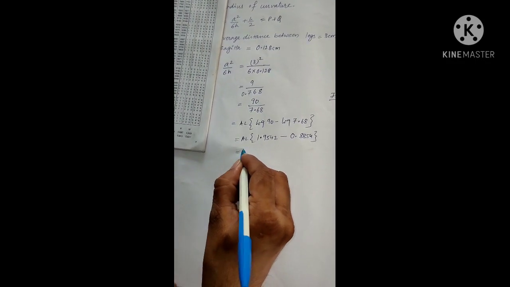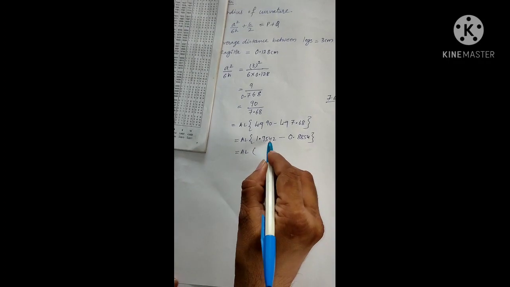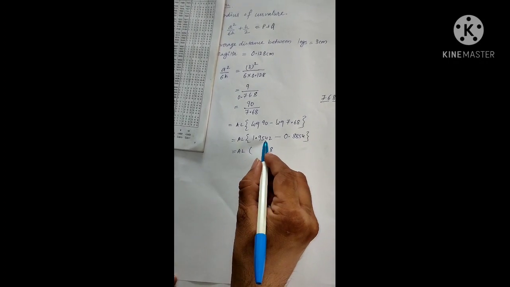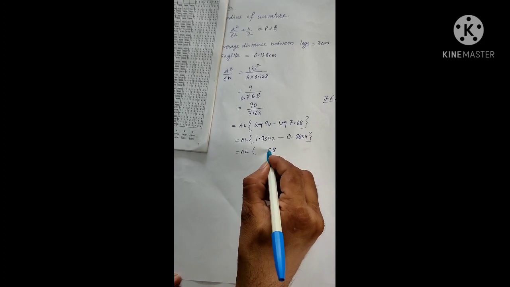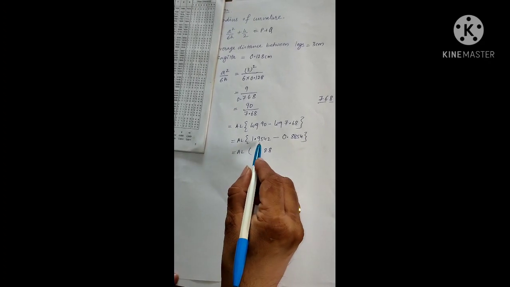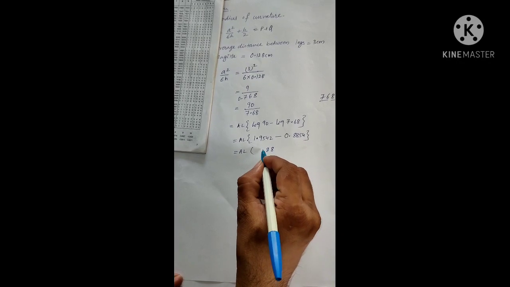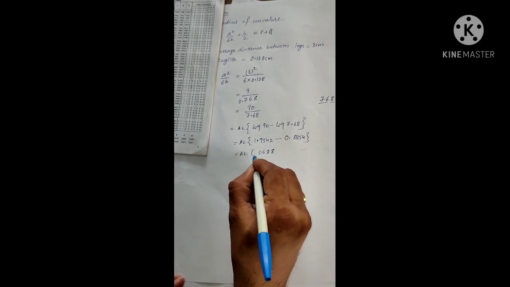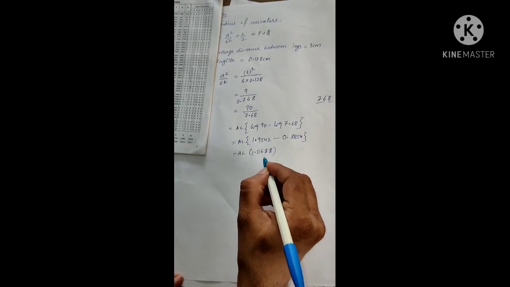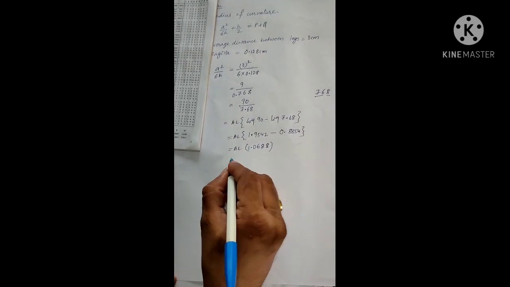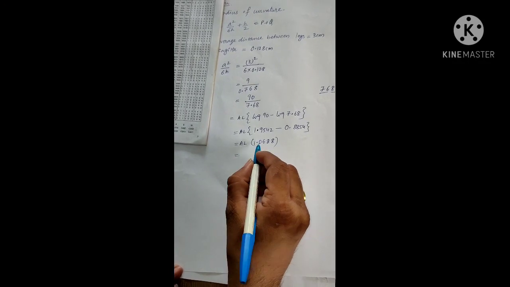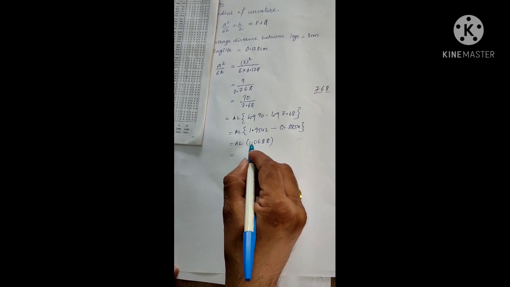Just subtract this number. 12 minus 4, 8. 13 minus 5, 8. 14 minus 8, 6. 8 minus 8, 0. It is 1.0688. Now the antilog of 1.0688: the number before decimal is 1.